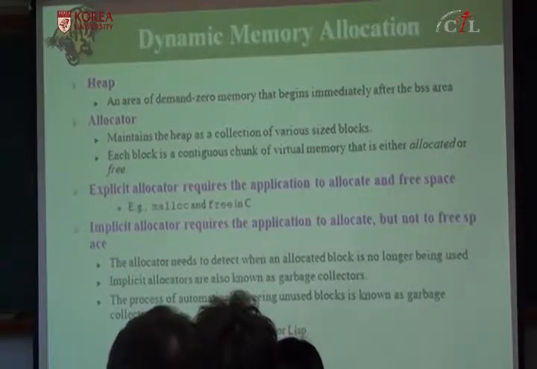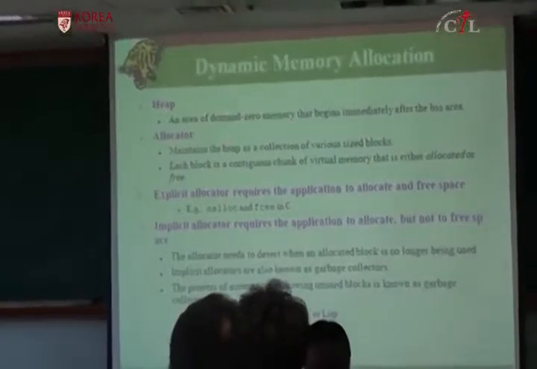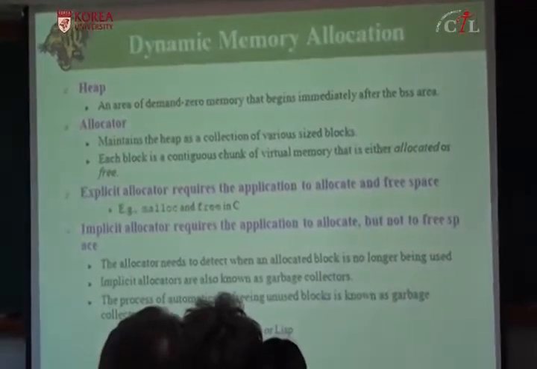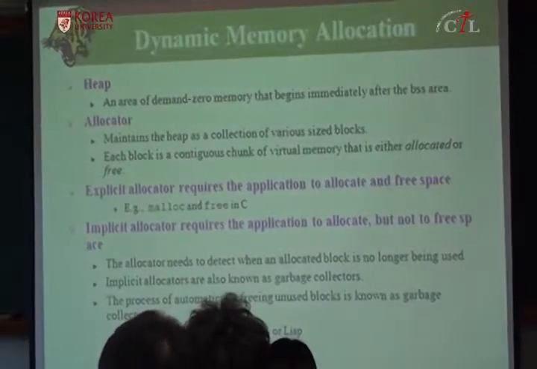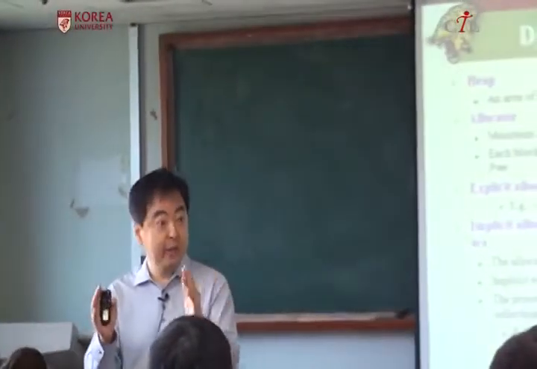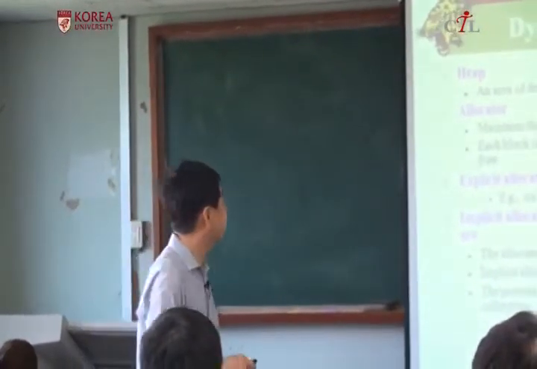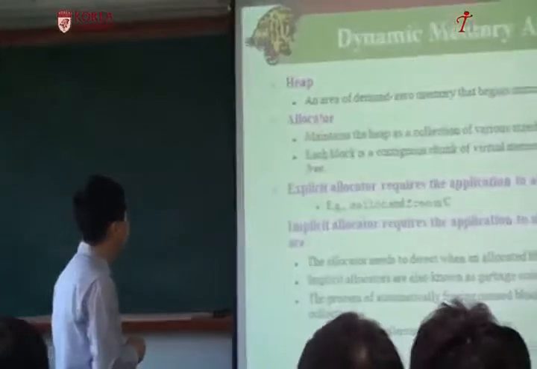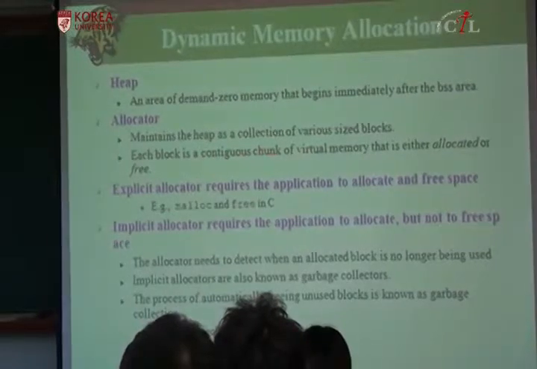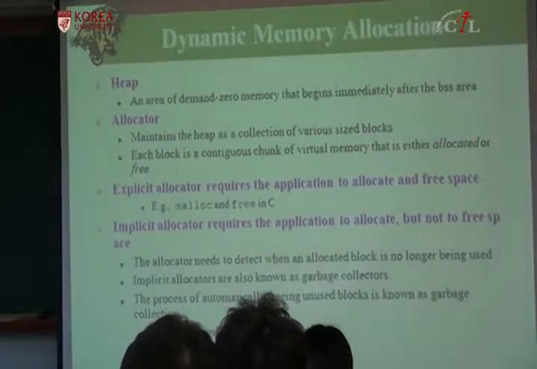And so the example is you can use malloc and free. Right? Malloc is asking the system to allocate this much space. So the system should have some allocator. And this allocator maintains the heap as a collection of various size blocks. So whenever you do a malloc, you request this much space, right? And each space can be variable size. So the heap is a collection of various sized blocks, and each block is a contiguous chunk of virtual memory that is either allocated or free.